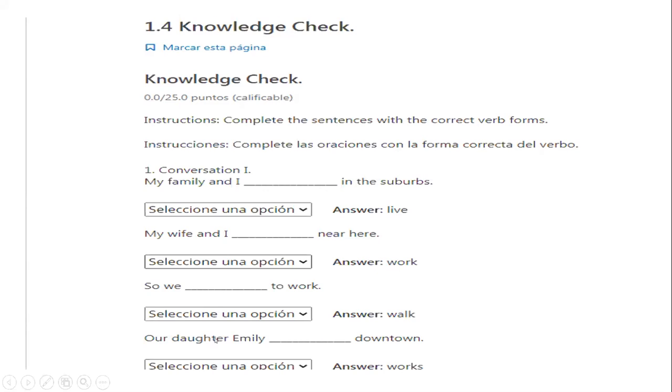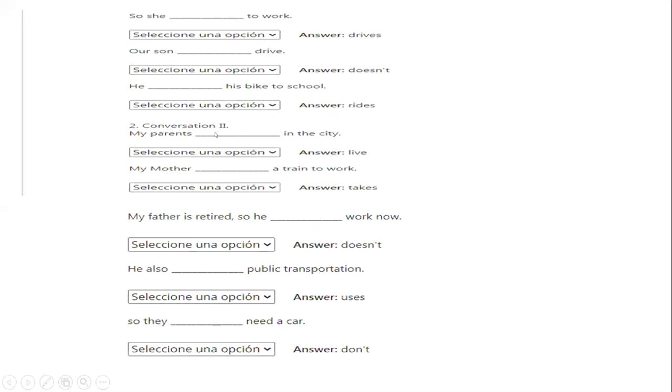Vean acá, our daughter Emily downtown. Aquí sí, works, aquí sí le aplicamos la regla, porque our daughter Emily is she. So we are talking about third person singular. Okay, so she, again, she drives to work. Our son is he, so it's a negative, doesn't drive. He, his bike to school. Rides, okay, because we are talking about he.